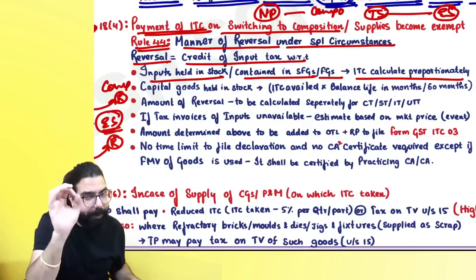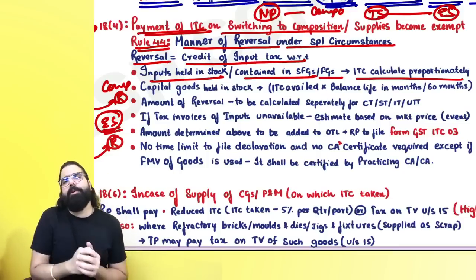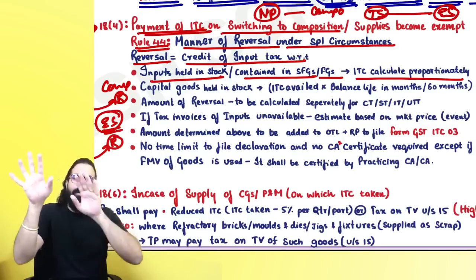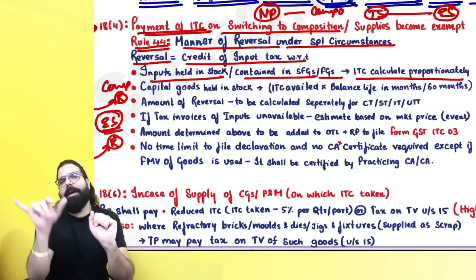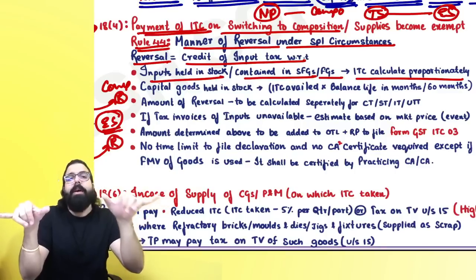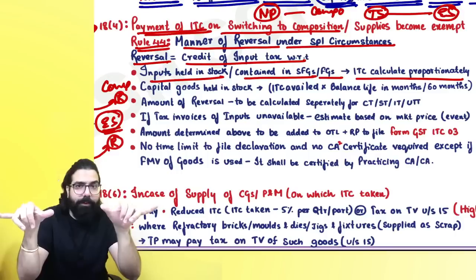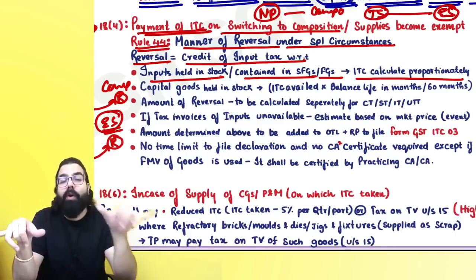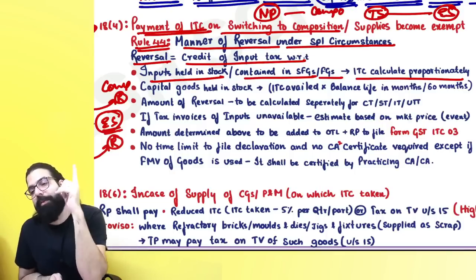Capital goods. Remember, monthly calculation has to be done. Supposing you were under normal scheme for 12 months. Then, sir, an asset's life is always assumed to be 60 months. 12 months gone, 48 months remain. Now you were earlier a normal person, now you are a composition person. So under composition, you are going to use the machine for 48 months. So 48 months of reversal has to be done. Monthly calculation in case of capital goods.